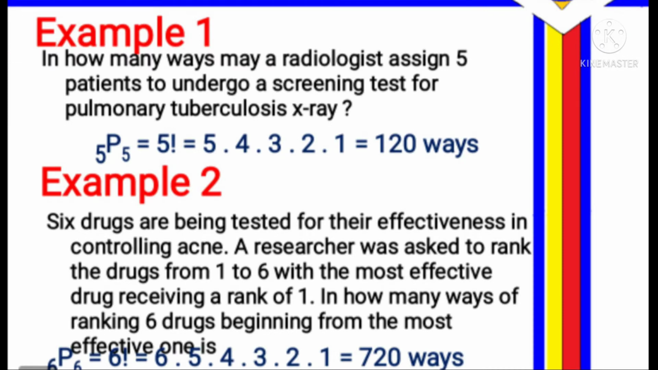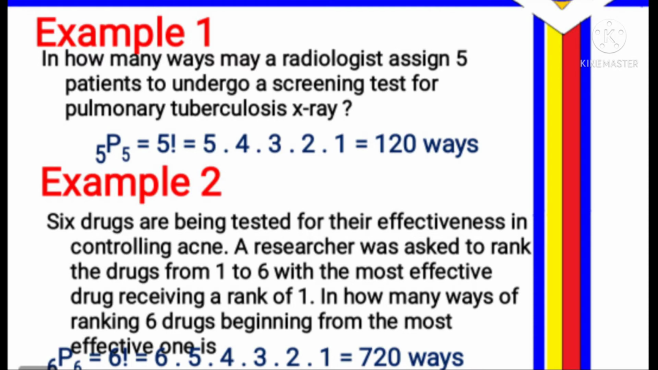Sample number 1. In how many ways may a radiologist assign 5 patients to undergo a screen test for pulmonary tuberculosis X-ray? So we have 5 patients, so we have 5P5. That is equal to 5 factorial, or 5!. In expanded form, we have 5 times 4 times 3 times 2 times 1. If we multiply these numbers, we have 120 ways.